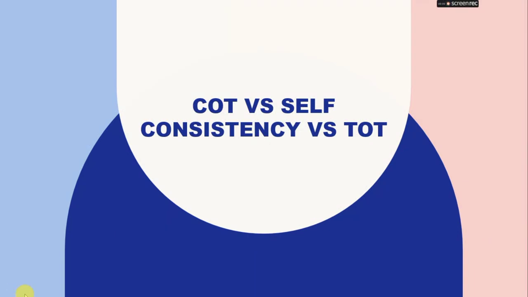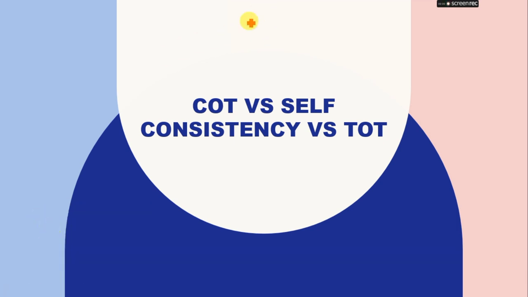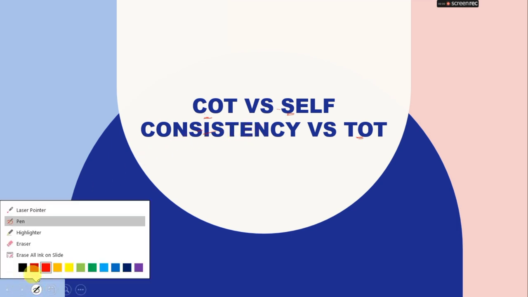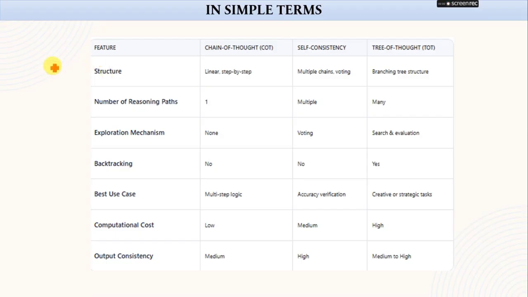As large language models become more powerful and sophisticated, so too do the techniques we use to interact with them. Among the most effective prompting strategies are chain of thought, self consistency, and tree of thought prompting. These methods go beyond basic prompting by enabling models to simulate reasoning, evaluate multiple solutions, and explore branching paths of thought. In this video, we will break down each technique from scratch, explain how they work, and highlight their key differences.